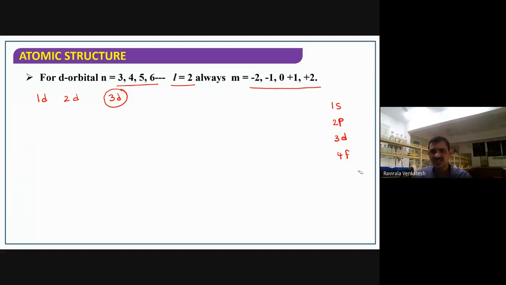Already we discussed which orbitals are possible and which are not, in the first slide only. So the n values for the d orbital must be 3, 4, 5, 6. The l value will be 2, and m we can write like this.